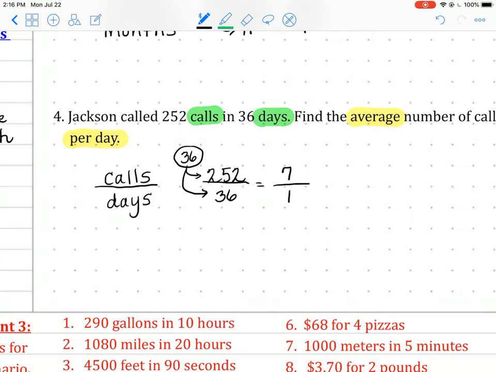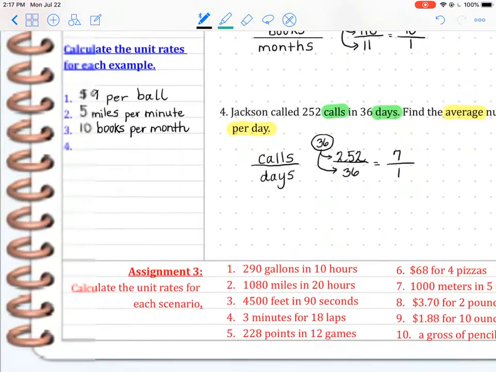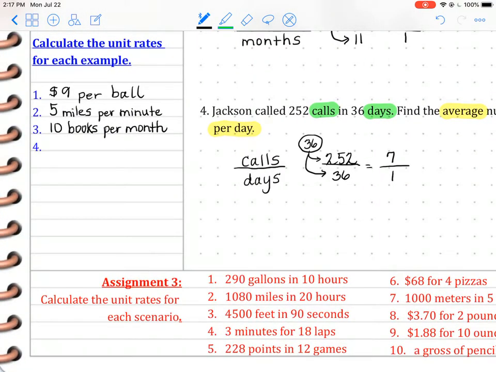Let me just remind you, if you're using the fraction key on your calculator, you will get just a 7. Remember that you have to give it a bottom number. A ratio always has a top and a bottom. So remember the 1 there. So this is 7 calls per day.